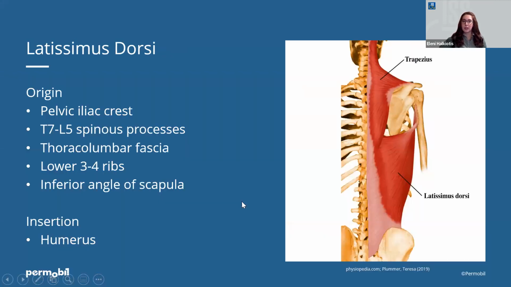So we've talked about the skeletal level. The next thing to consider is the musculature. And one muscle that I want to point out in particular is the latissimus dorsi. The latissimus dorsi is a massive muscle.